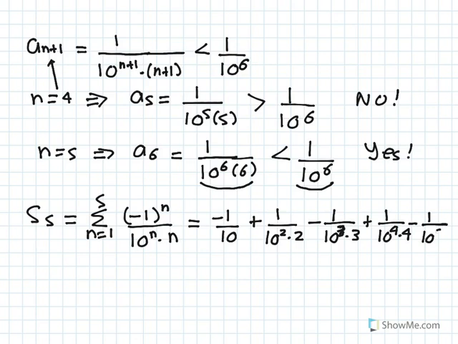So if we add up the first 5 terms, the error of approximating the sum of the entire infinite series is going to be less than 10 to the minus 6. All right, so that means S minus S5 will be less than 10 to the minus 6.